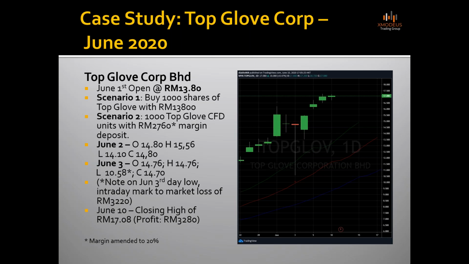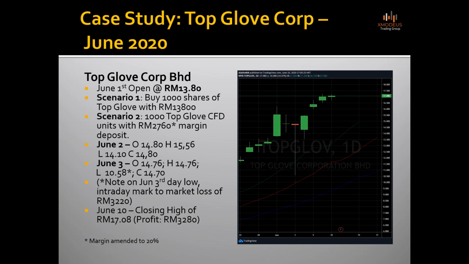So on June the 2nd, you bought at 13.80, presumably. On June the 2nd, it opened at 14.80, opened higher, and went to a high of 15.56. Wow, fantastic, right? You made money. And then the low was near the opening time at 14.10, which is this bar here, if you can see my cursor, right? And it closed at 14.80. Wow, fantastic, 1 ringgit up. For the Top Glove CFD, he bought the 1,000 shares. Now he's 1,000 ringgit up.